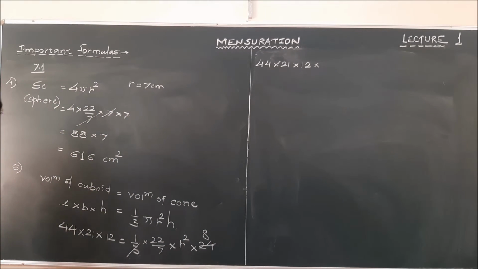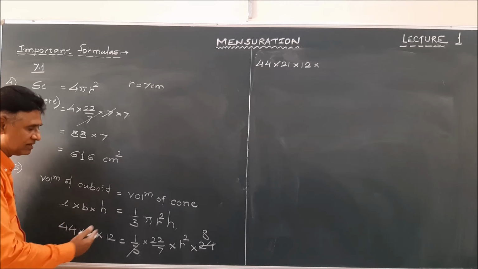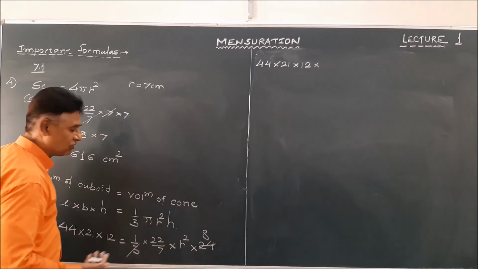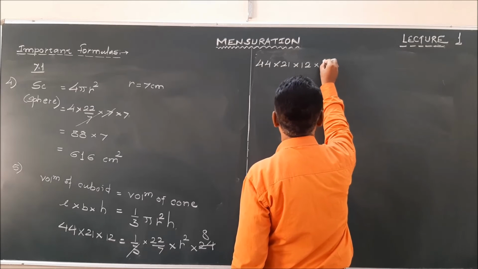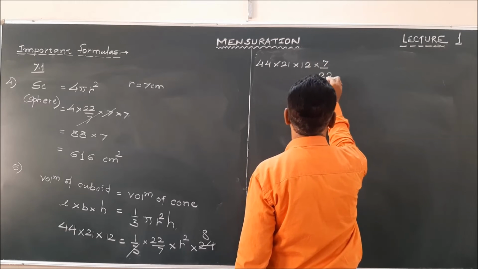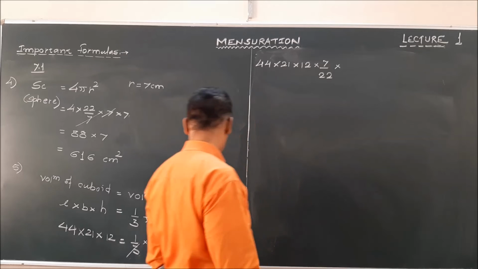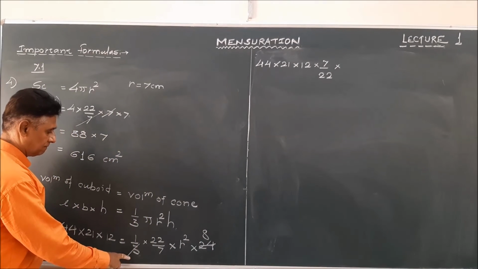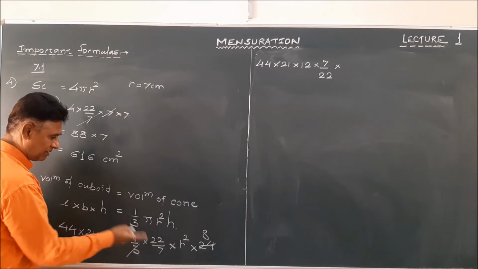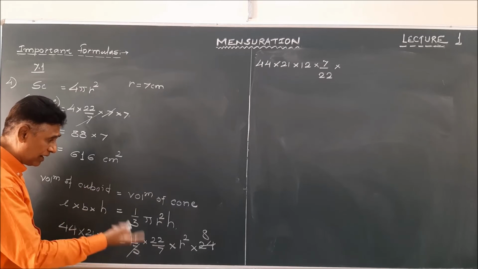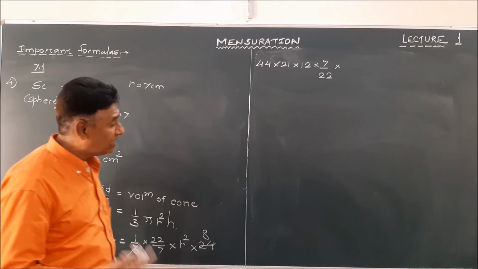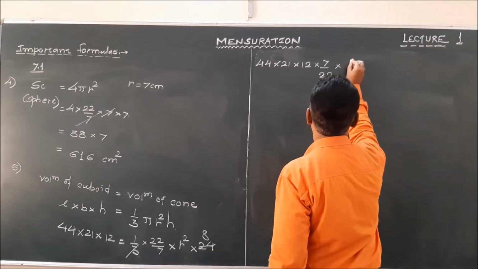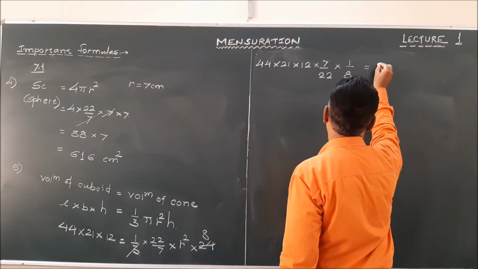Now I am going to transfer 22 upon 7 from the right hand side to the left hand side. All over multiplication. Obviously, I have to take the reciprocal. That is 7 upon 22. 7 upon 22 into 44 into 21 into 12, over 22 upon 7, 7 upon 22. That 24, 8 is there. 3 8s are 24. So that 8 will become 1 upon 8. That is equal to r square.